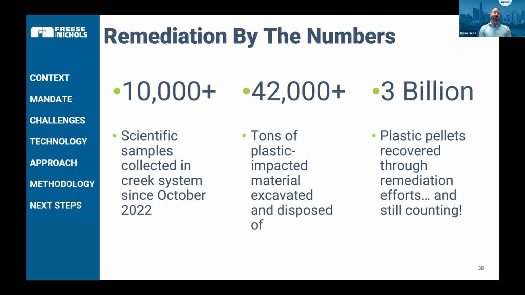All of those have a subset that are sent to a lab in Houston that painstakingly go through and dissect a gallon of material and pull out every bit of plastic, weigh it, count it, and extrapolate it. And so that 42,000 tons of material has resulted in the removal of just over 3 billion plastic pellets from the creek system.